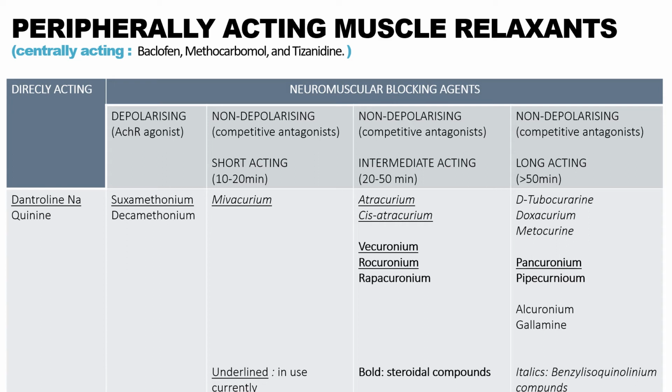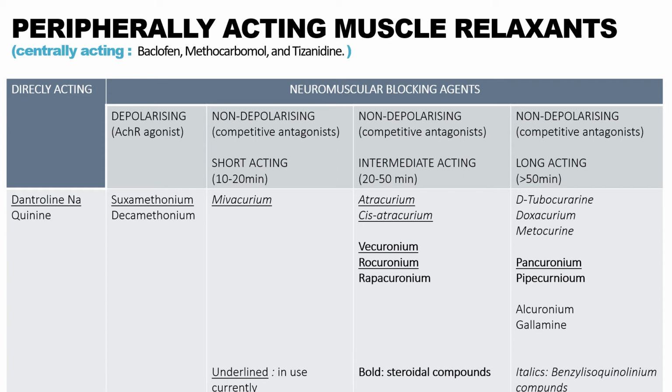Coming to non-depolarizing intermediate acting medications, we have atracurium, cisatracurium, vecuronium, rocuronium, and rapacuronium. A few points about atracurium. It is the most commonly used non-depolarizing muscle relaxant in current practice. Its peculiarity is that the metabolism is non-organ dependent. It has a metabolism phenomenon called Hofmann degradation, wherein this is non-organ dependent, and there is an end product called laudanosine. The other type of metabolism is by the plasma esterases.